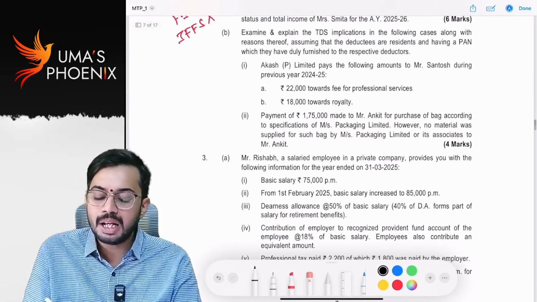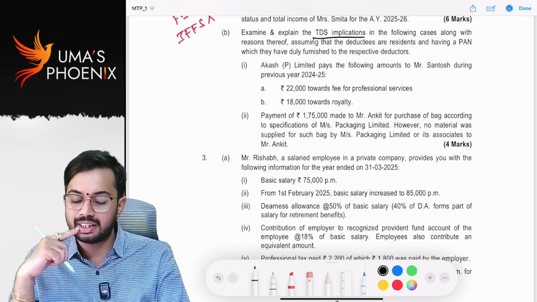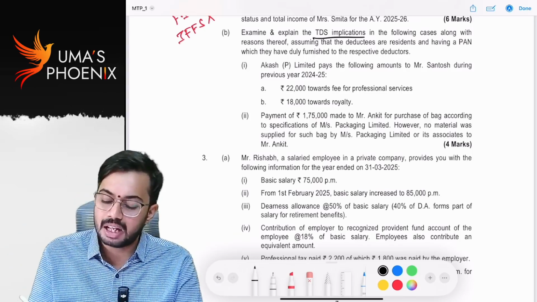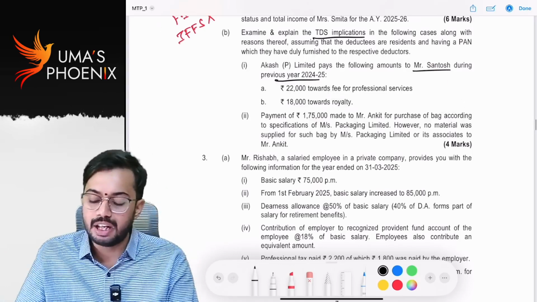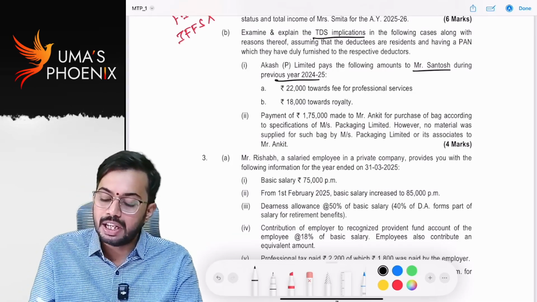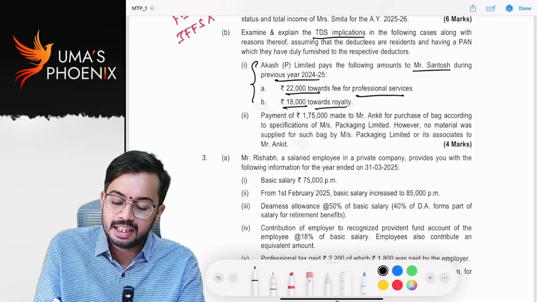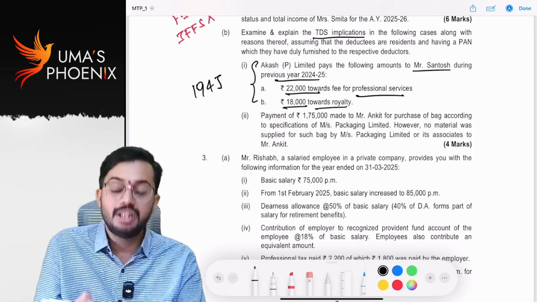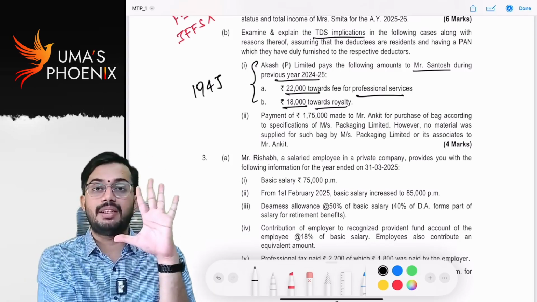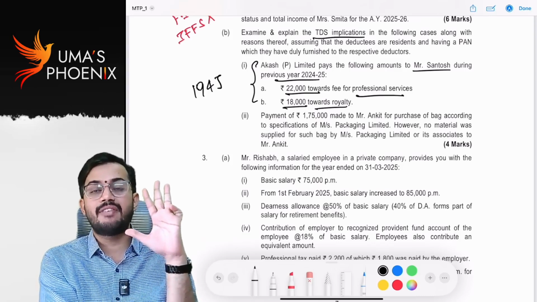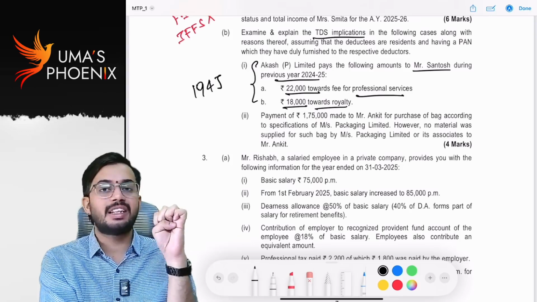Next, examine and explain TDS implications in the following cases along with reasons thereof. Akash Private Limited pays the following amounts to Mr. Santosh during previous year 24-25: 22,000 towards professional fees, 18,000 towards royalty. See, this is relating to section 194J. I have told you under section 194J there are 5 payments. What are they? Fees for professional services, fees for technical services, royalty, non-compete fees, director's remuneration.